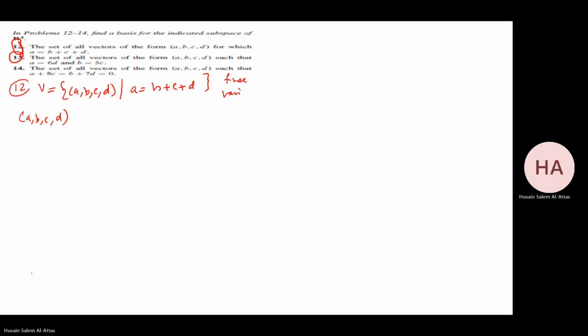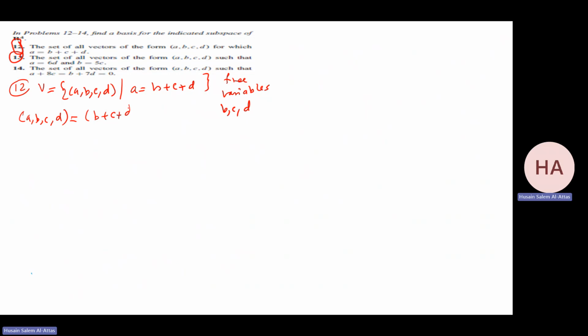Now let me move to this group of questions. The same idea. But now these are sets of vectors. So number 12, I have V is what? A, B, C, D, such that A equals B plus C plus D, which I can write right away. I can say A, B, C, D. What are the free variables? Very clear, B, C, D.